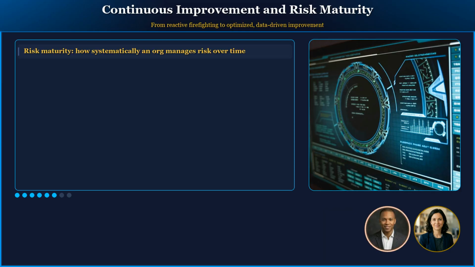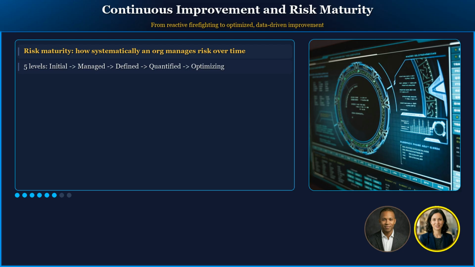Risk maturity is the CISSP's way of asking how grown-up is your risk management program, not just whether you have one, but whether it is documented, repeatable, measured, and actually improving. The gap between level 1 and level 3 is the gap between firefighting and running a security program.